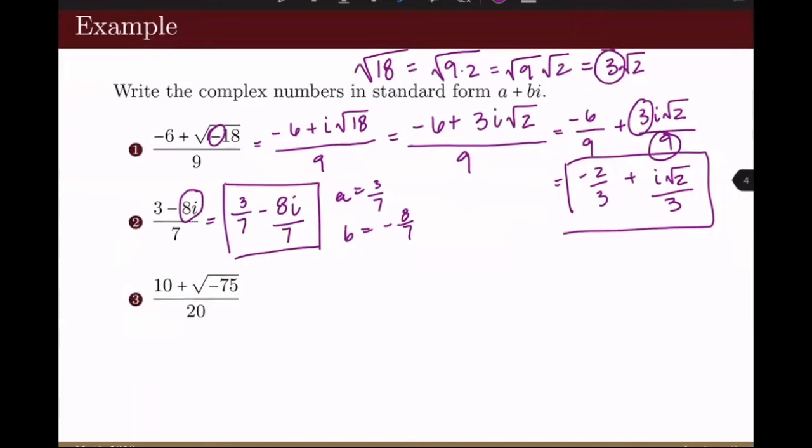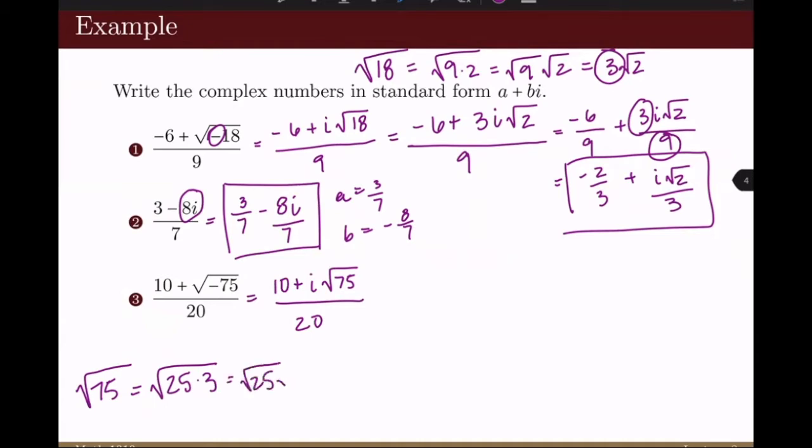So here we'll have to simplify under our square root again. However, let's go ahead and pull out this i first. So we have i roots of 75 divided by 20. Now remember, 75 is equal to 25 times 3. So that means the square root of 75 must equal the square root of 25 times 3. Well, this is just equal to the square root of 25 multiplied by the square root of 3, which is then 5 roots of 3. So then this is equal to 10 plus 5i roots of 3 divided by 20.